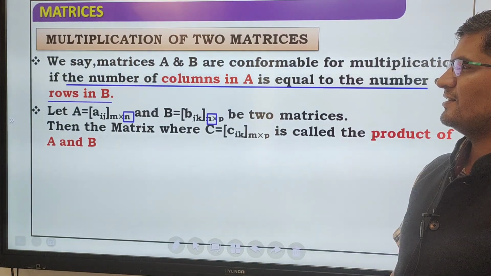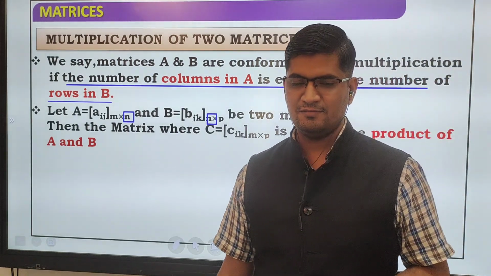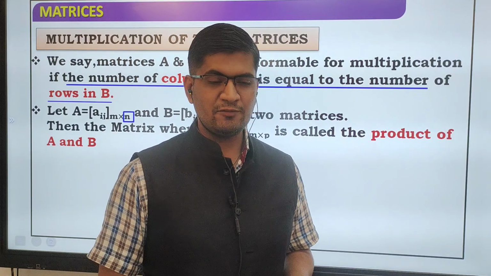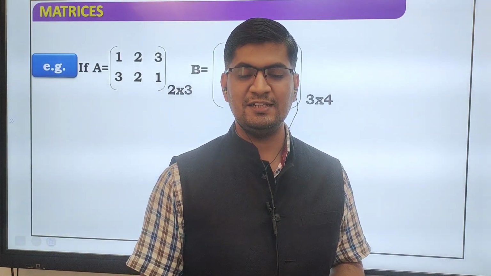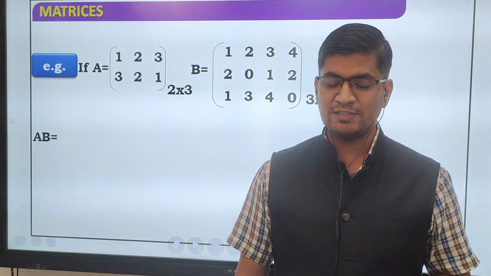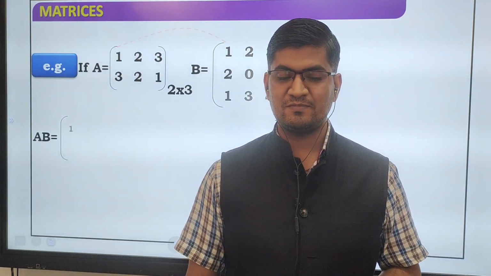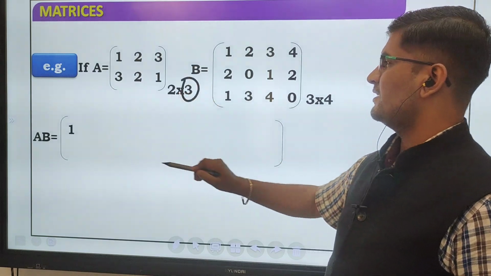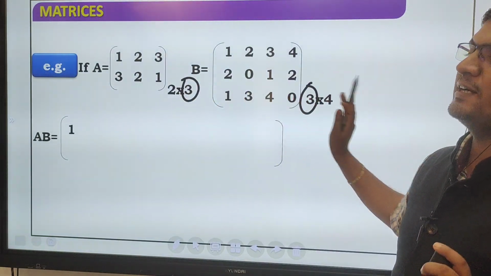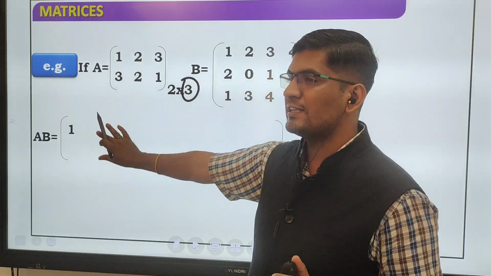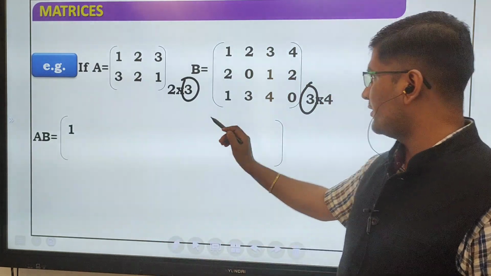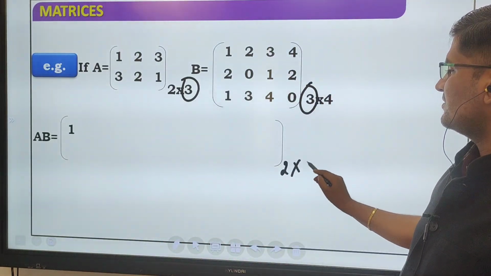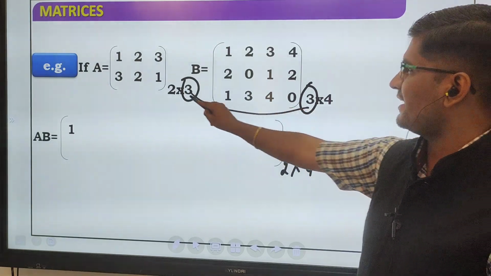See here, the number of columns in A, yes or no, is equal to the number of rows in the second matrix. So multiplication is possible and it is denoted by AB. Just see here, the number of columns in the first matrix is 3, the number of rows is 3, so we can multiply. And what will be the order of the AB matrix? It will be just 2 and 4. We have to eliminate this part and just write 2 and 4.